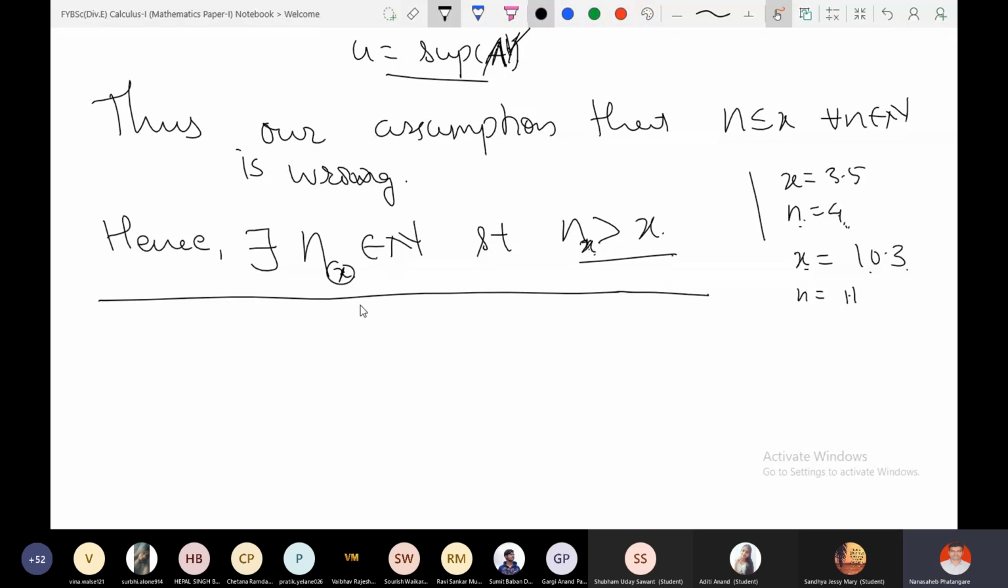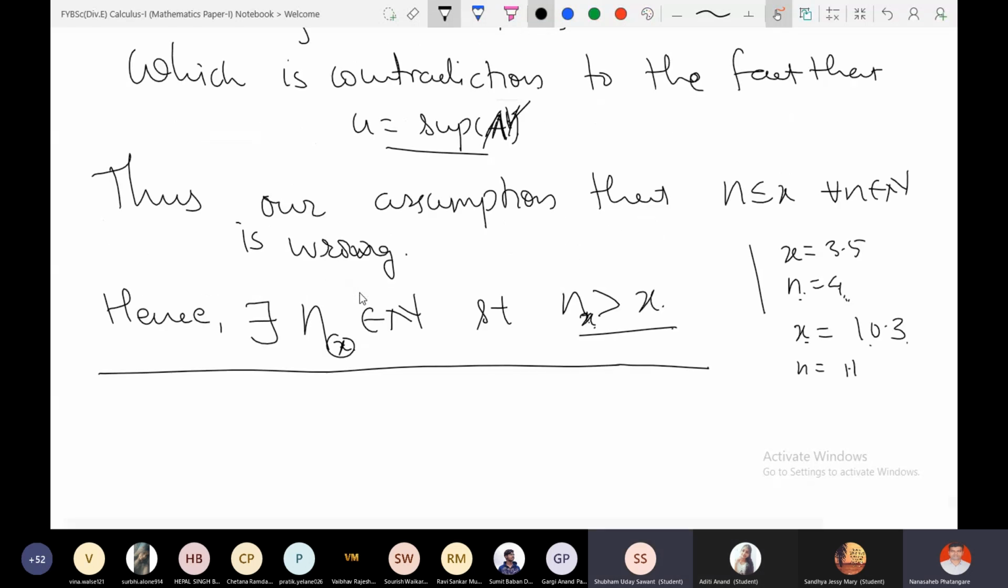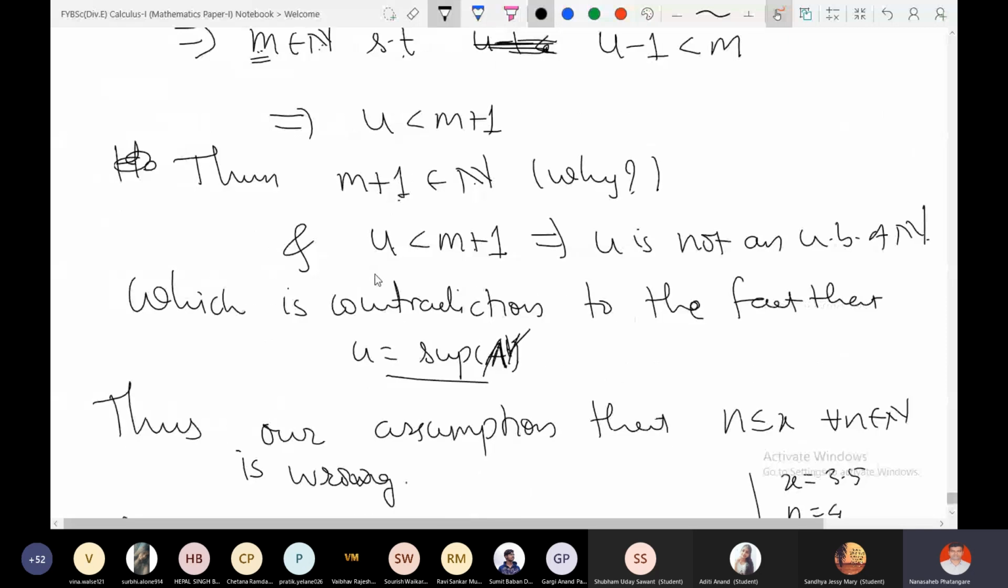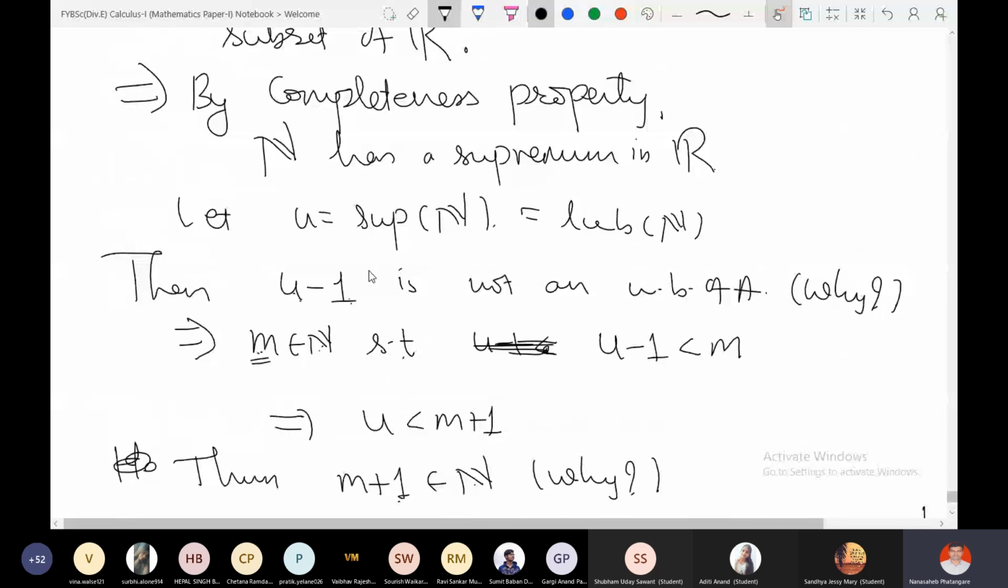Okay, so is this clear? Yes, sir. Right. So therefore, the Archimedean property says that given any real number, we can produce a natural number greater than that. So that is the meaning.